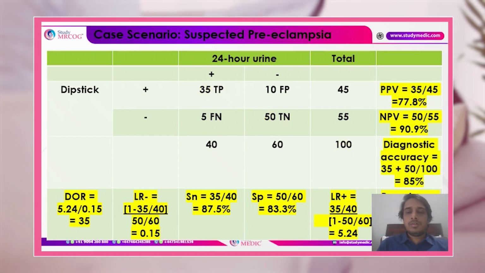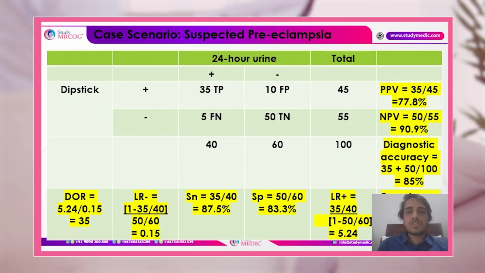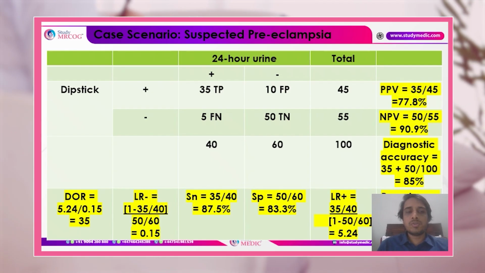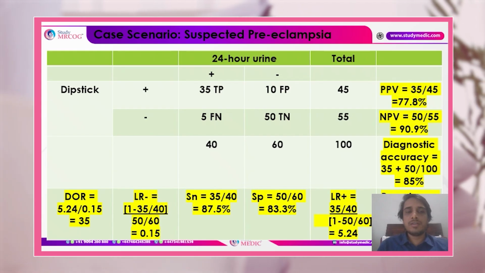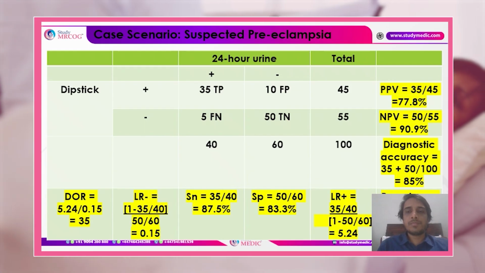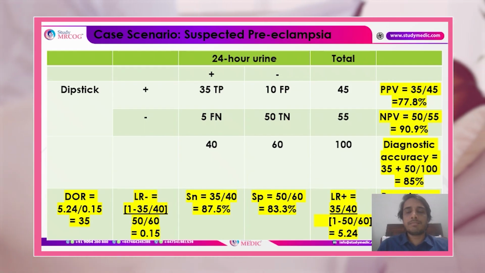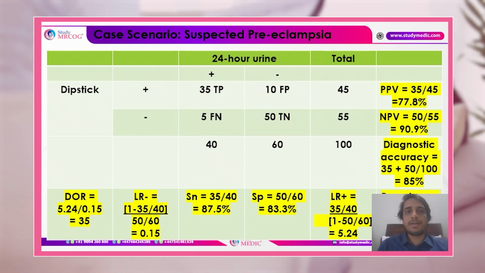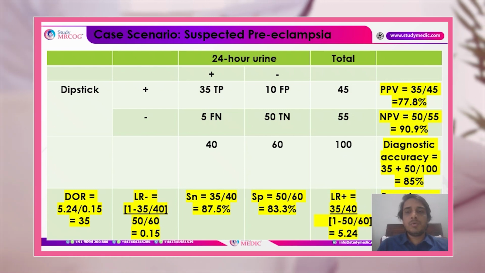So this is the solved 2 by 2 table of sensitivity, specificity, positive and negative likelihood ratio, diagnostic accuracy, diagnostic odds ratio, and negative and positive predictive value. You can pause and see here to understand all the formulas and how each is calculated before moving further.